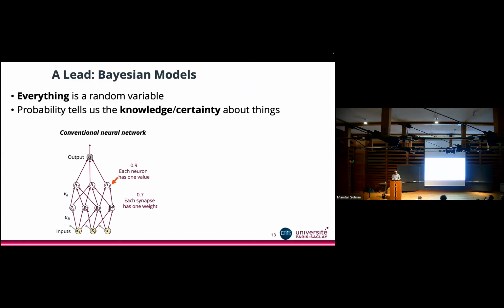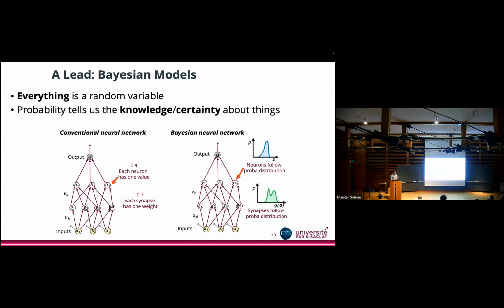And our insight is actually to focus on Bayesian models of machine learning. So Bayesian models are a type of model where everything is supposed to be a random variable. And these random variables tell us about the knowledge or the certainty about things. For example, if you take a conventional neural network, each synapse, each neuron, has a specific real value. If you take the Bayesian version of a neural network, it's different. Synapses are actually random variables that follow a probability distribution that tells us about the certainty about the synapse.